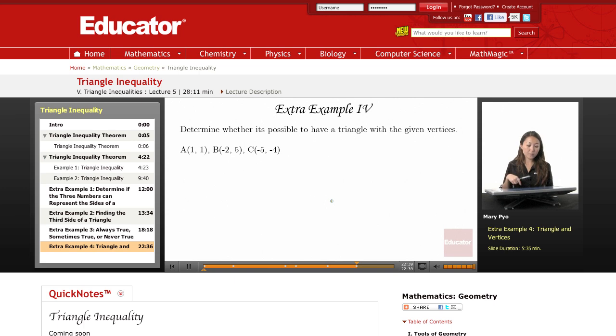Fourth example, we're going to determine whether it is possible to have a triangle with the given vertices. So, is it possible for my triangle to be on these coordinates? And the way you figure that out is to find the distance between them, right? Find the distance between them and see, for all three, if the sum of the two shortest sides is greater than the longest side, then it'll work, right?